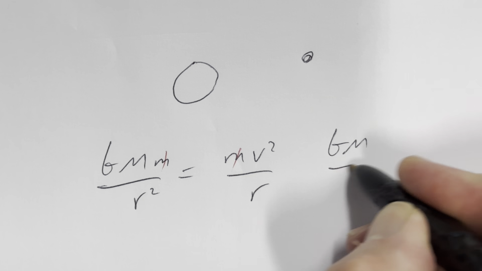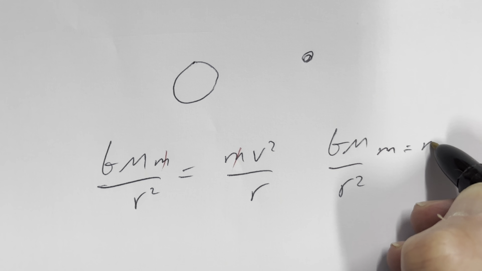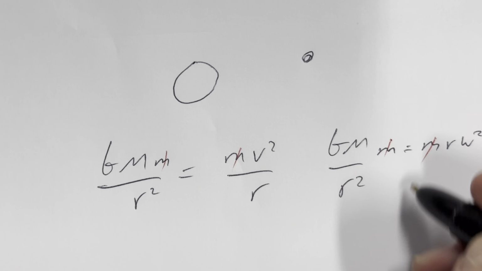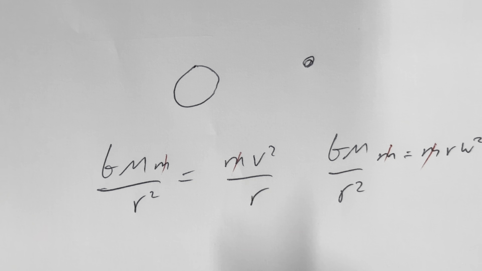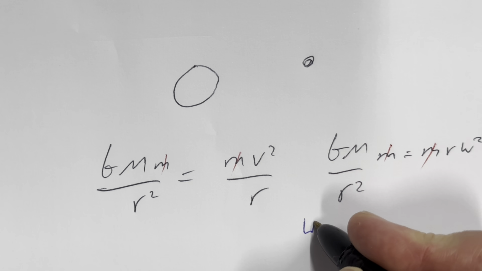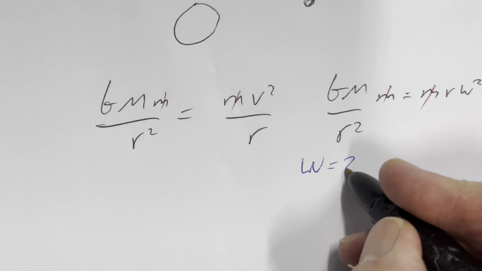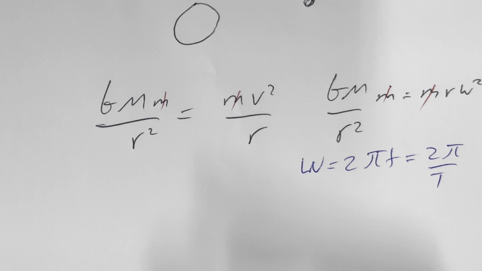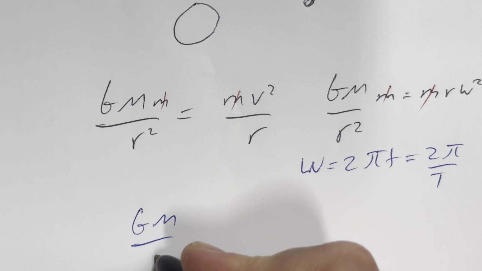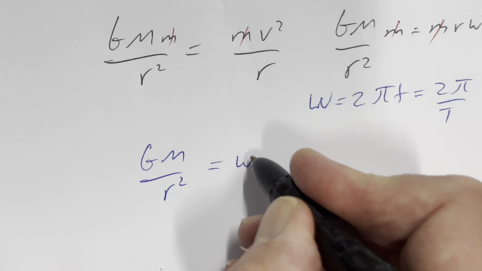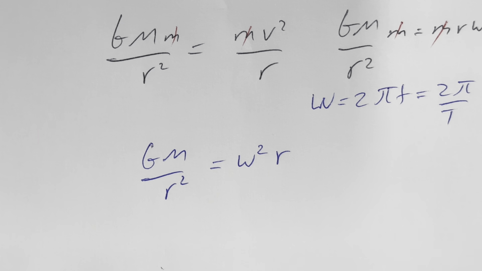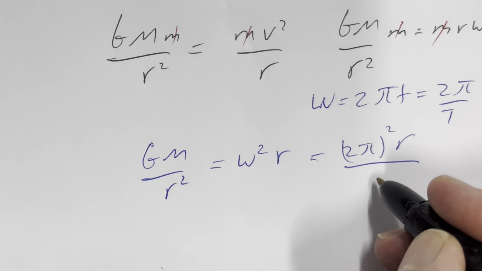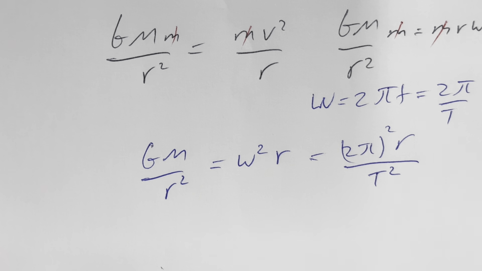Or we can say GM over r squared, times m, is m r omega squared, and this works much better for both Kepler's third law and geostationary orbits. Omega from the circular motion section is 2 pi f, which is 2 pi over T. So we can say that GM over r squared is equal to omega squared r, which is (2 pi) squared r over T squared.